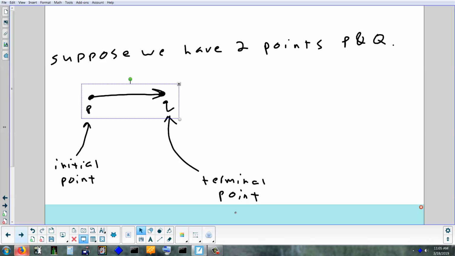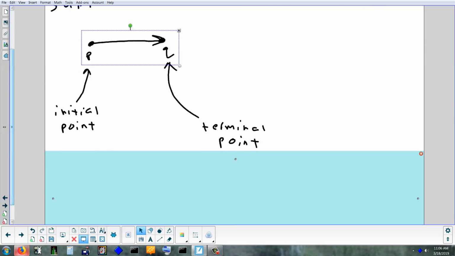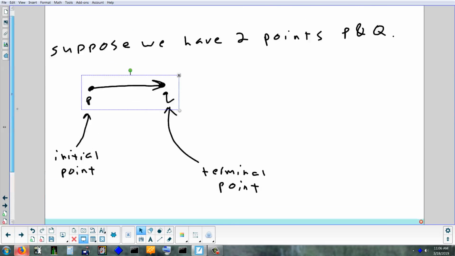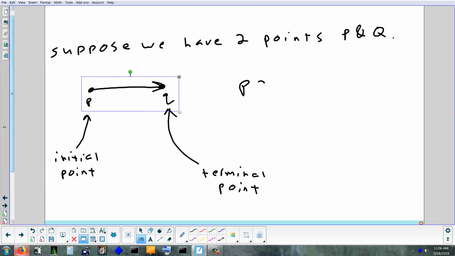So this section has a lot of vocabulary in it. Magnitude, direction, vector, initial, terminal. So we'll have a lot of terms. But after today, there's not as many. Right. So if this was geometry, you would do something like this. Ray PQ.